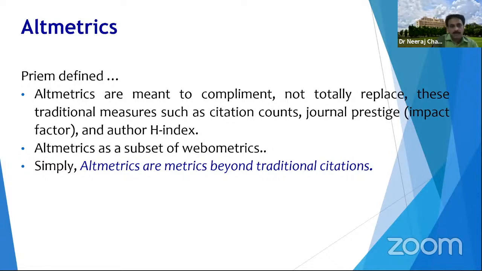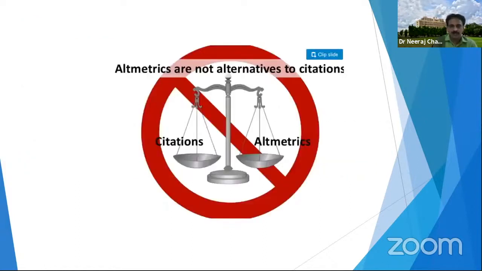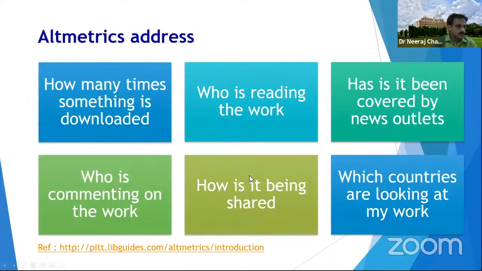Altmetrics is a subset of webometrics, and simply altmetrics are metrics beyond the traditional metrics. So altmetrics are not an alternative to citations. We will be using those things, but this is what we are currently using.